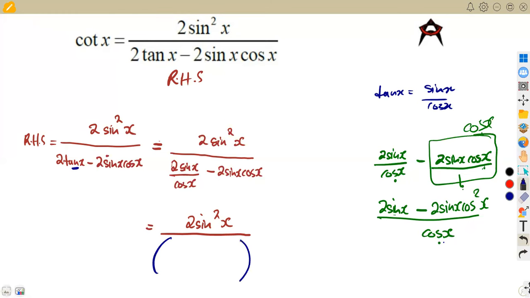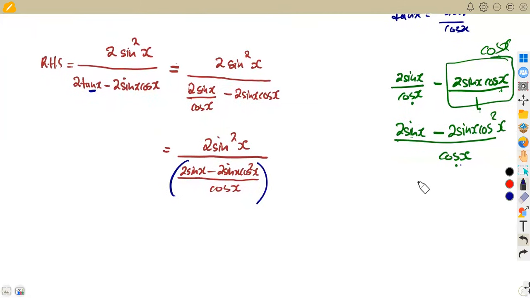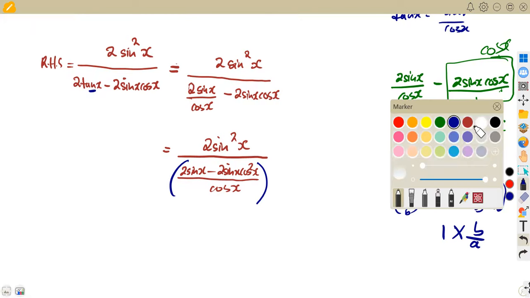So we obtained something like this, which is 2 sine x. So we are going to have 2 sine x minus 2 sine x cos squared x, everything over sine of x. So now you are dividing. Remember, on your division, if you are given two terms that are divided like 1 divided by a over b, it simply means 1 times b over a. You interchange this part once you introduce multiplication. So this is the same thing that we are simply having here.